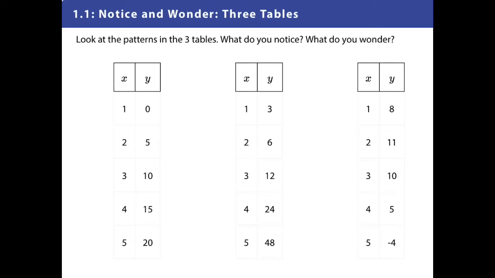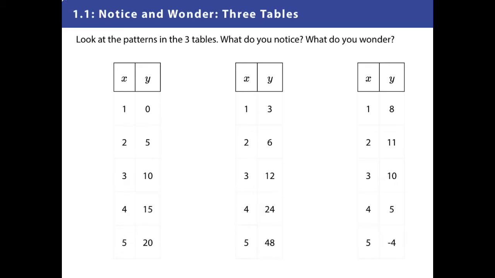So some things you may notice would be that the x values are 1, 2, 3, 4, and 5 in all 3 tables. And in the first 2 tables, the y values increase, while in the third, they increase and then they decrease. And the y values in the first table are all multiples of 5 and they grow linearly. In the second table, the y values grow by a factor of 2 each time x increases by 1. And in the third table, there isn't an obvious pattern in how the y values change.